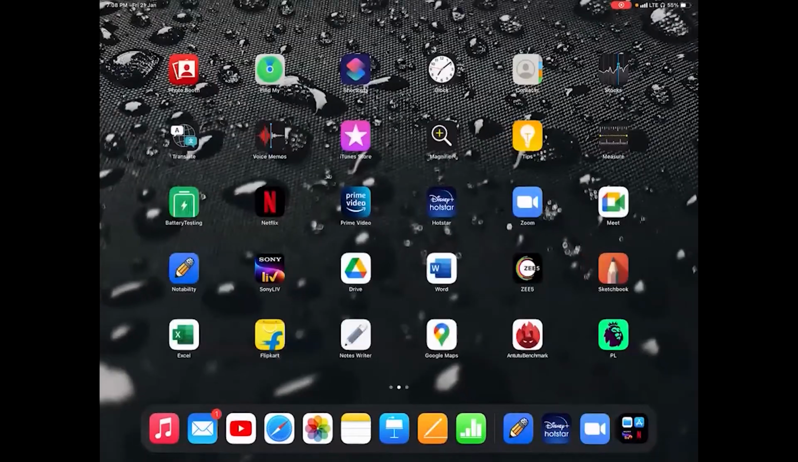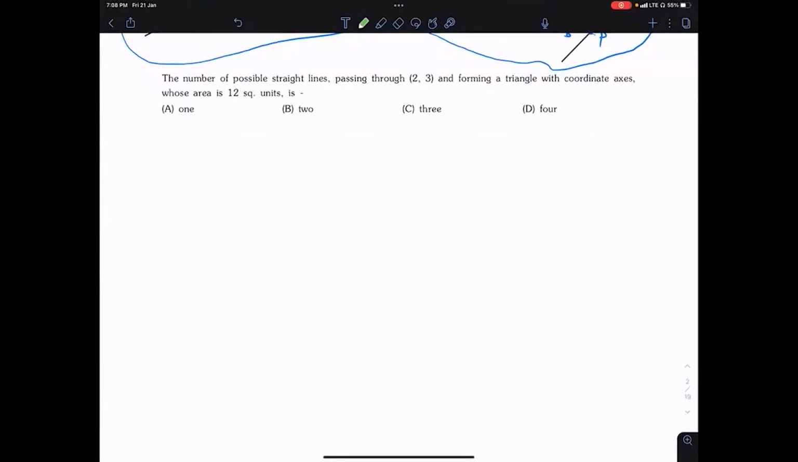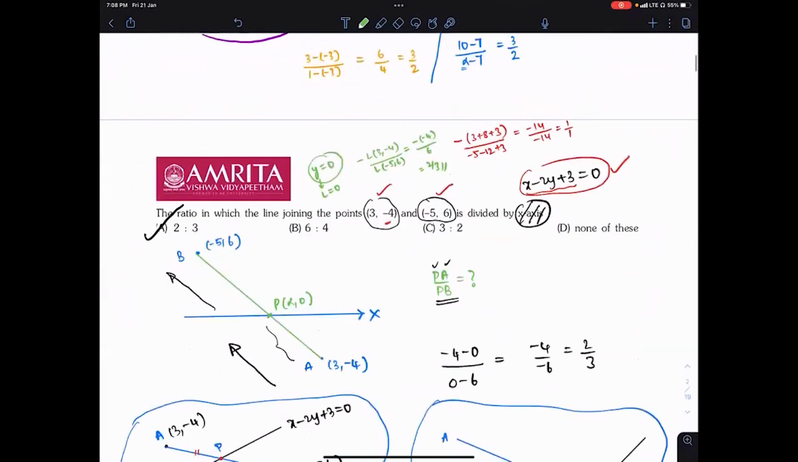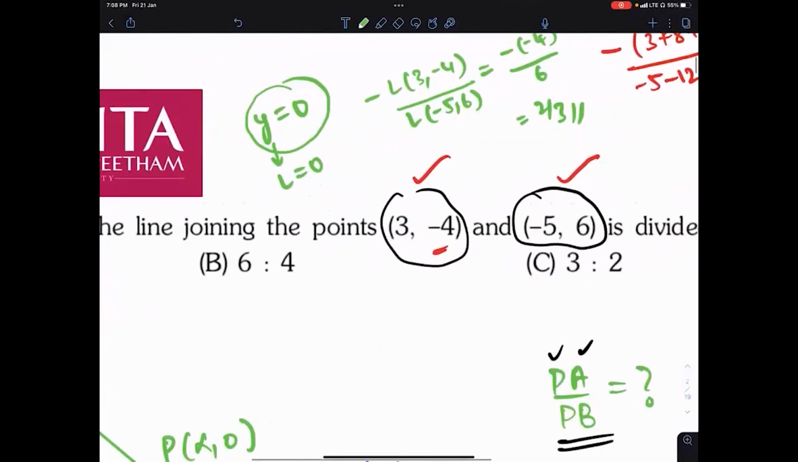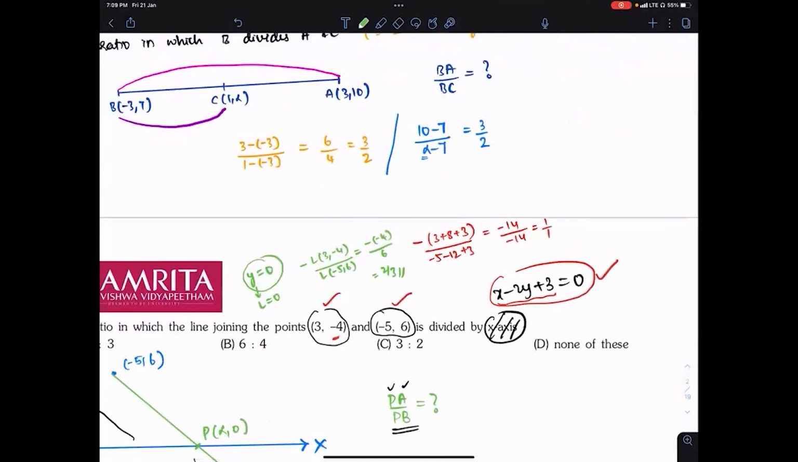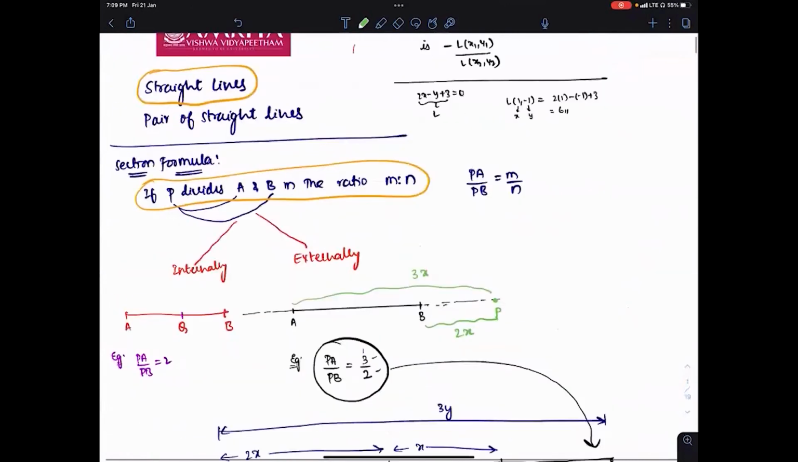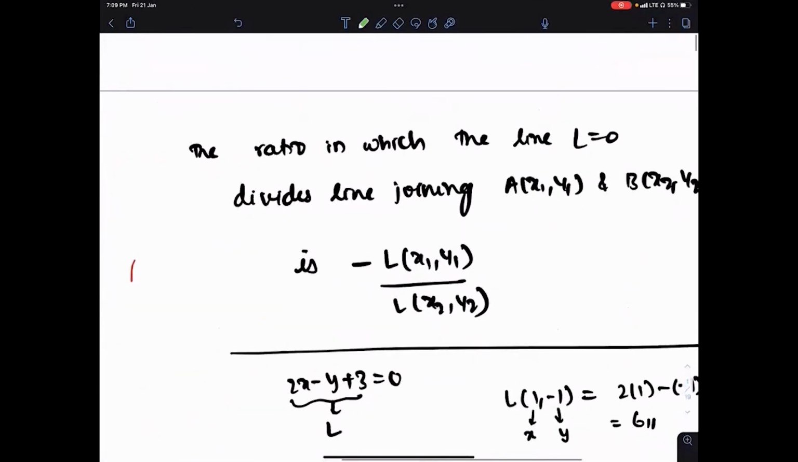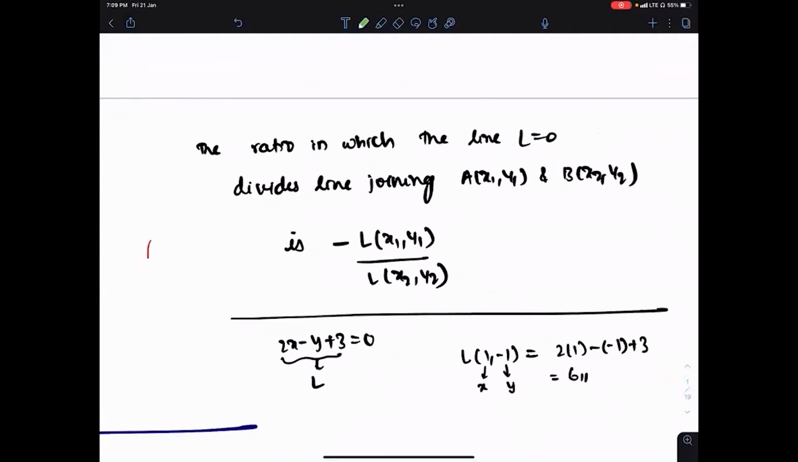Last one is actually, I have many things to cover. If time is there, I will repeat again. Last one, I gave the formula for a line, na? Any general line. The ratio in which any line, if it is given, divides the line joining any 2 points, this formula you have to use.